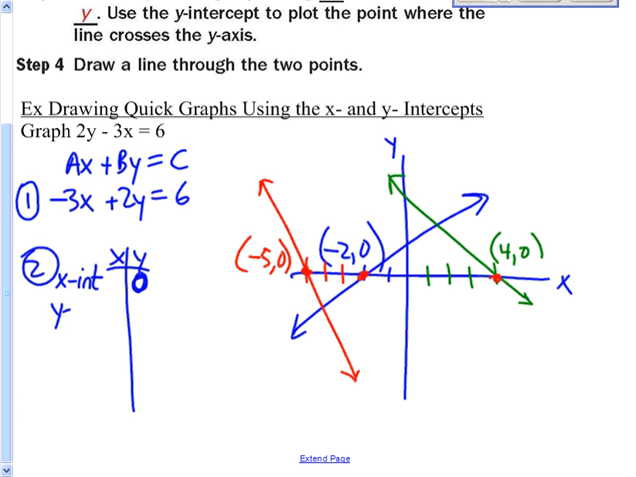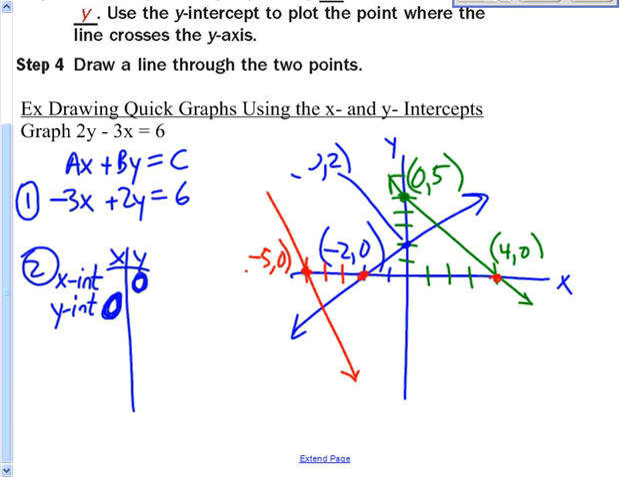To find the y-intercept, on the other hand, we let x be 0, right? We let x be 0. Look at this green one. You notice that it hits right there at 0, 5, right? Look at the blue one. It hits at 0, 2, right? So our x value is 0 for a y-intercept, okay?